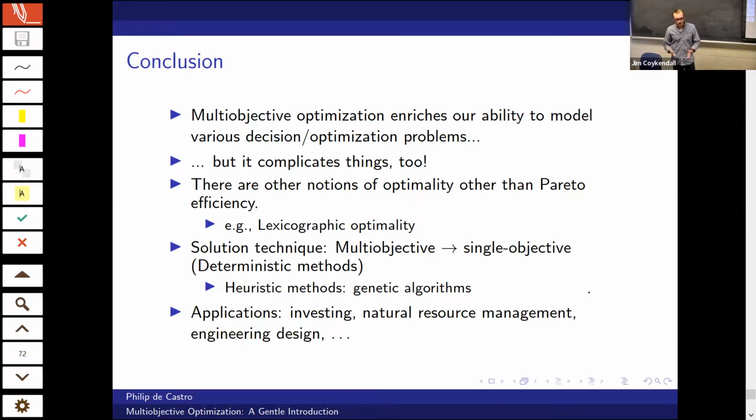And again, we saw that these types of problems can be in a whole myriad of applications, from investing, natural resource management, engineering design, you name it. There's probably a journal out there dedicated to multi-objective optimization for that field. I mean, health, management, and for management, hospital management, hotel management, public policy management, you name it, there are models out there, and they do use this for those types of problems.